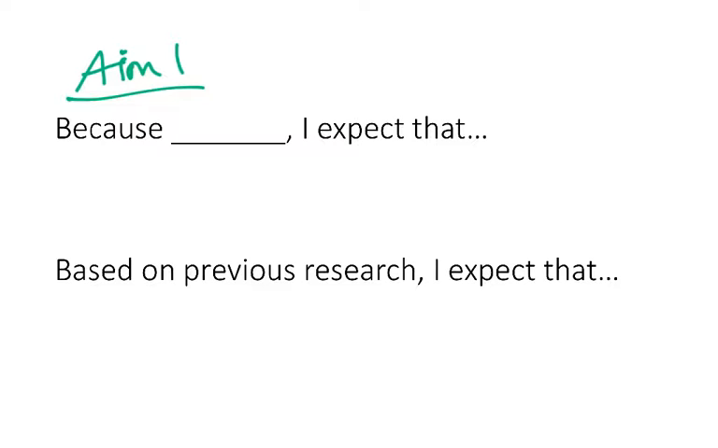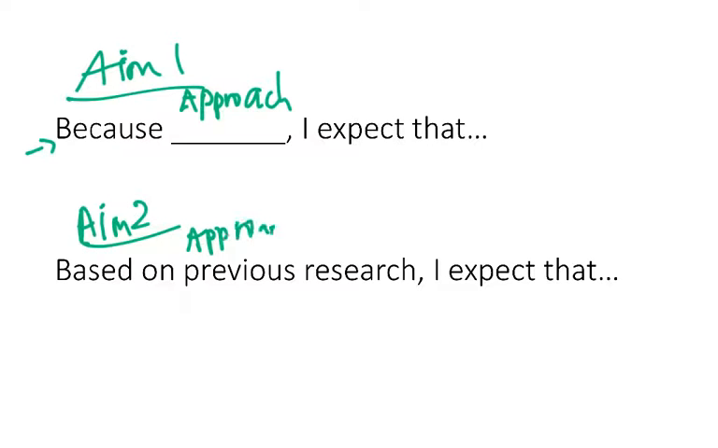So for aim 1, we have our stated aim, and then we have the approach section, which we covered previously, about how we're going to do that experiment. And then this is something you would tack on at the very end of that approach section or paragraph: one brief statement about what you expect your results to look like. And you would do the same thing for aim 2. You would have your approach section and then tack on a statement at the end that might say something like, based on previous research, I expect that blah, blah, blah.